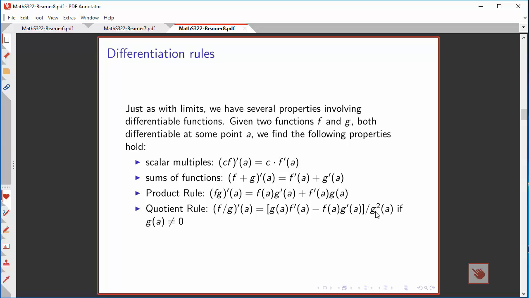I hate to admit the way I remember this one is I remember the derivative of high over ho, which is ho d high minus high d ho over ho ho. And of course, this only makes sense if g of a is different from 0, so we're not dividing by 0. We'll be able to prove all these key results for derivatives quite straightforwardly.